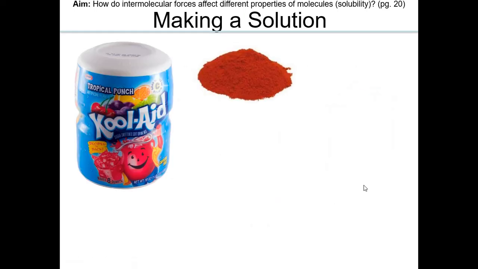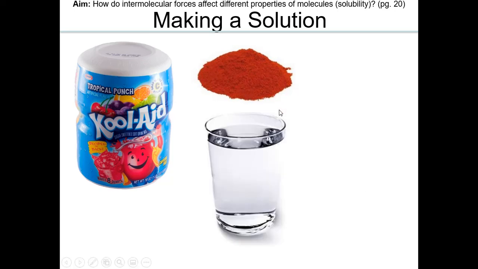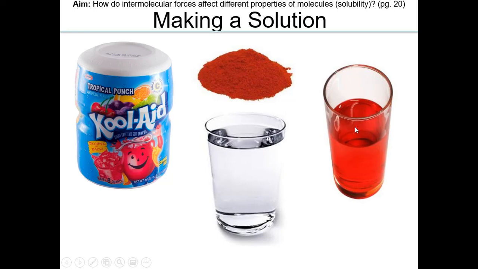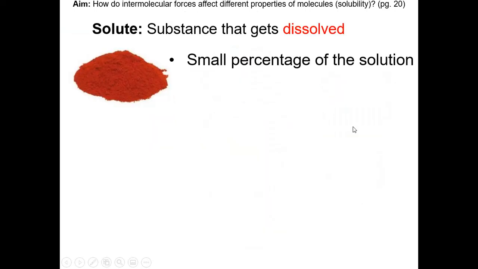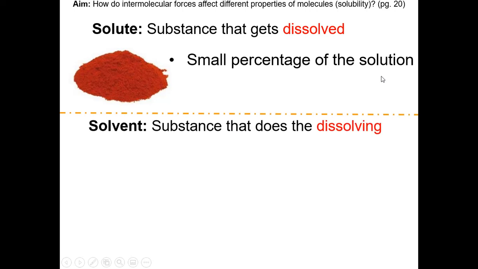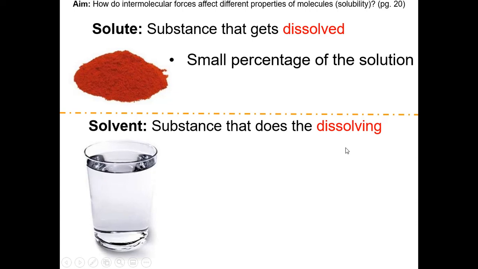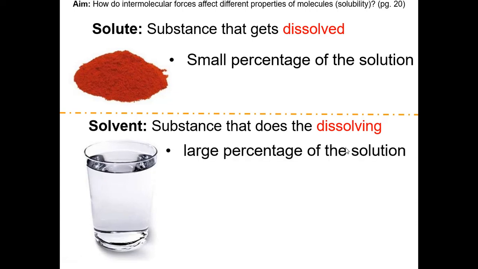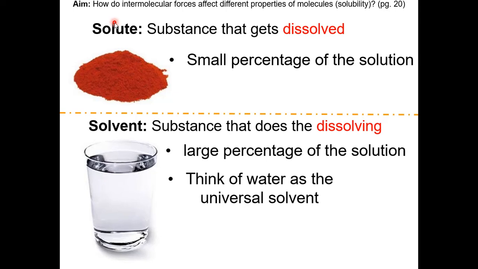So here's an example of making Kool-Aid solution. Here we have a Kool-Aid powder. You dissolve it in water to make your solution. So the solute will be the Kool-Aid powder. That's the substance that gets dissolved. It's the small percentage of the solution. The majority of your solution will be the solvent. That's the substance that does the dissolving. In this case, it is the water. So it's a large percentage of your solution. To help you differentiate between solute and solvent, think of water as the universal solvent.